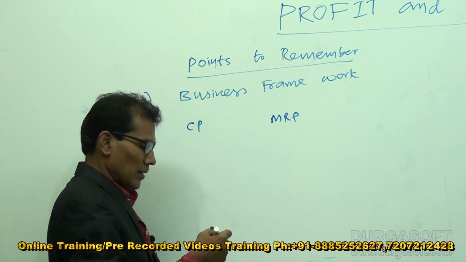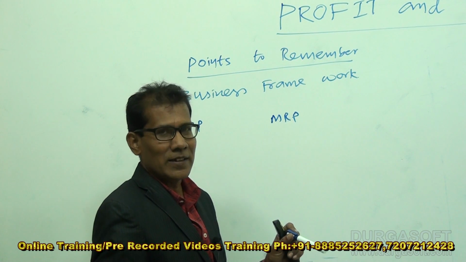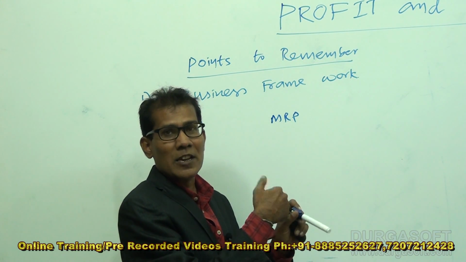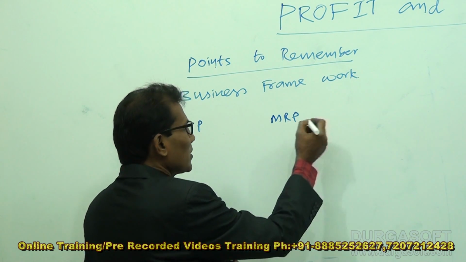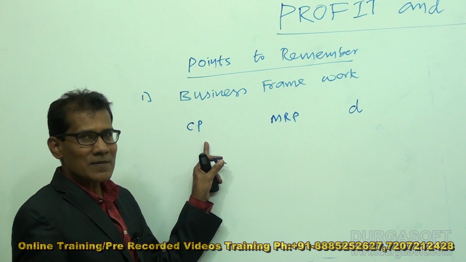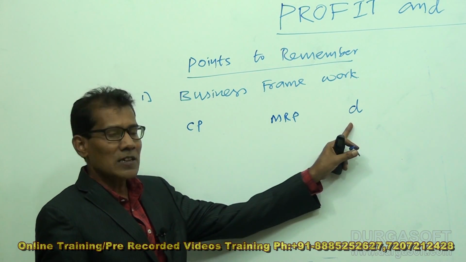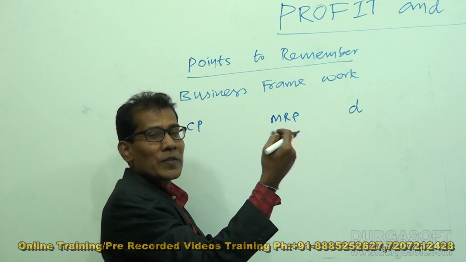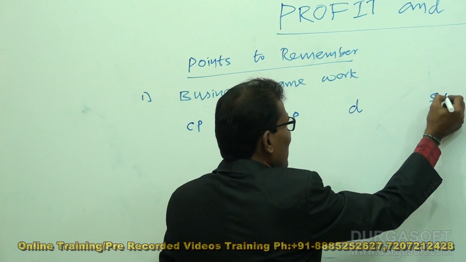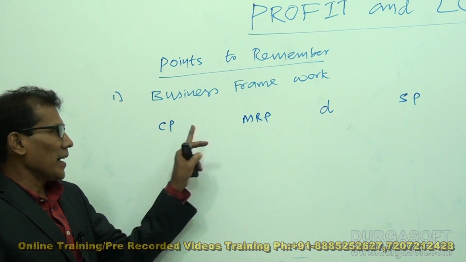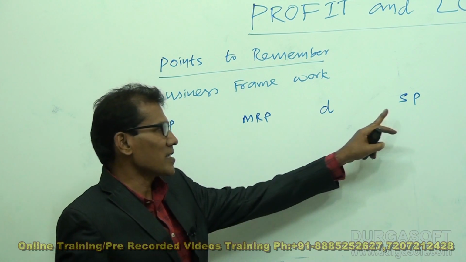And then every customer may not buy exactly at the MRP. Sometimes they may ask for a discount. So the discount is offered on MRP. First cost price, then MRP, then a discount is offered, and then the amount at which I am selling it is called the selling price. So every business starts with the cost price and MRP, discount and selling price.